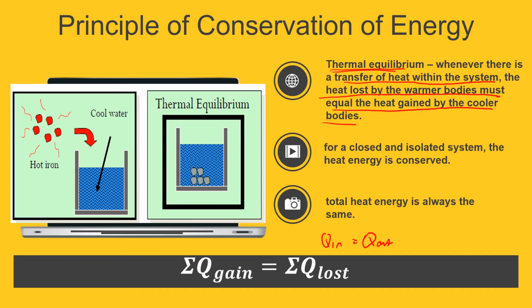So for closed and isolated system, the heat energy is conserved. Okay, when energy is conserved, that means energy tu memang dia tak boleh nak destroy kan, so dia akan transform kepada other types such as work or heat. So the total energy is always the same. Okay, the total heat energy is always the same. That's why dia kata kat sini summation of heat Q gain, heat yang diterima, is equal to the summation of the heat yang keluar.